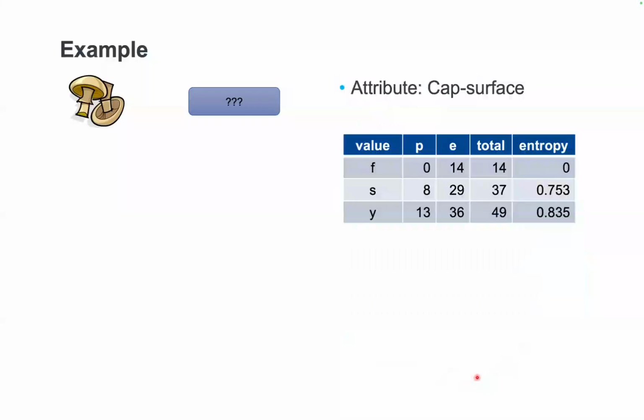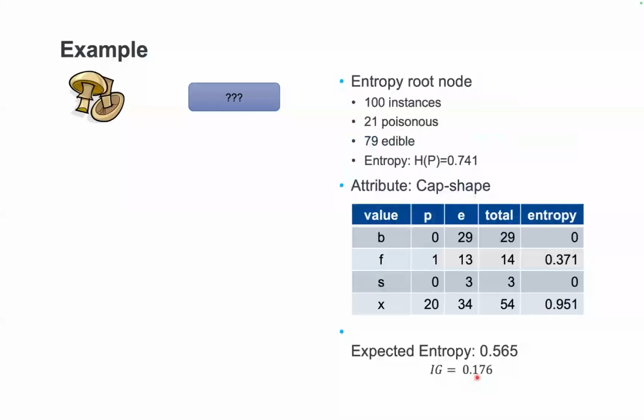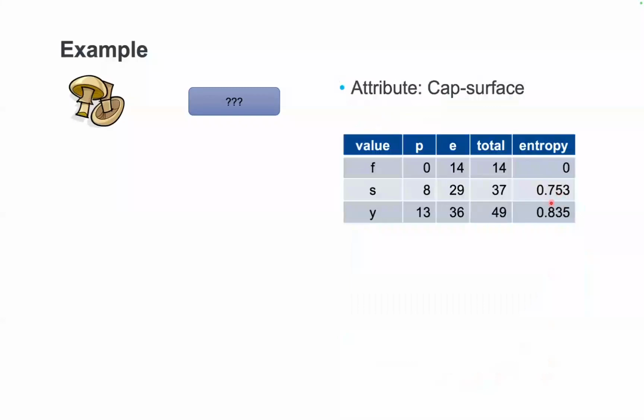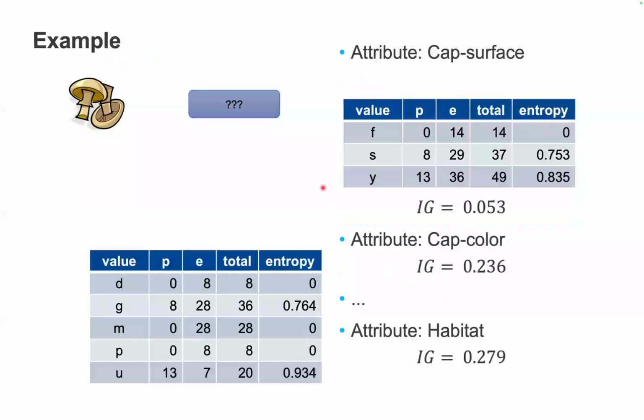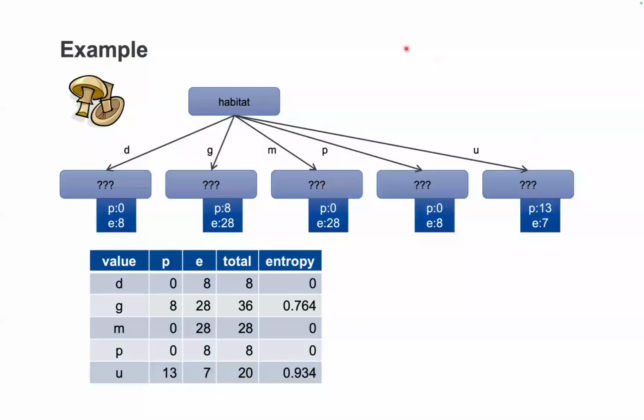I could look, of course, instead of the cap shape at the cap surface. Again, I have 3 values, and I do the same kind of procedure. I come up with a smaller information gain. I could look at the cap color, and I have a larger information gain, and I could look at habitat, and that gives me actually the largest information gain. So when I know now what the largest information gain is, I construct my tree correspondingly.